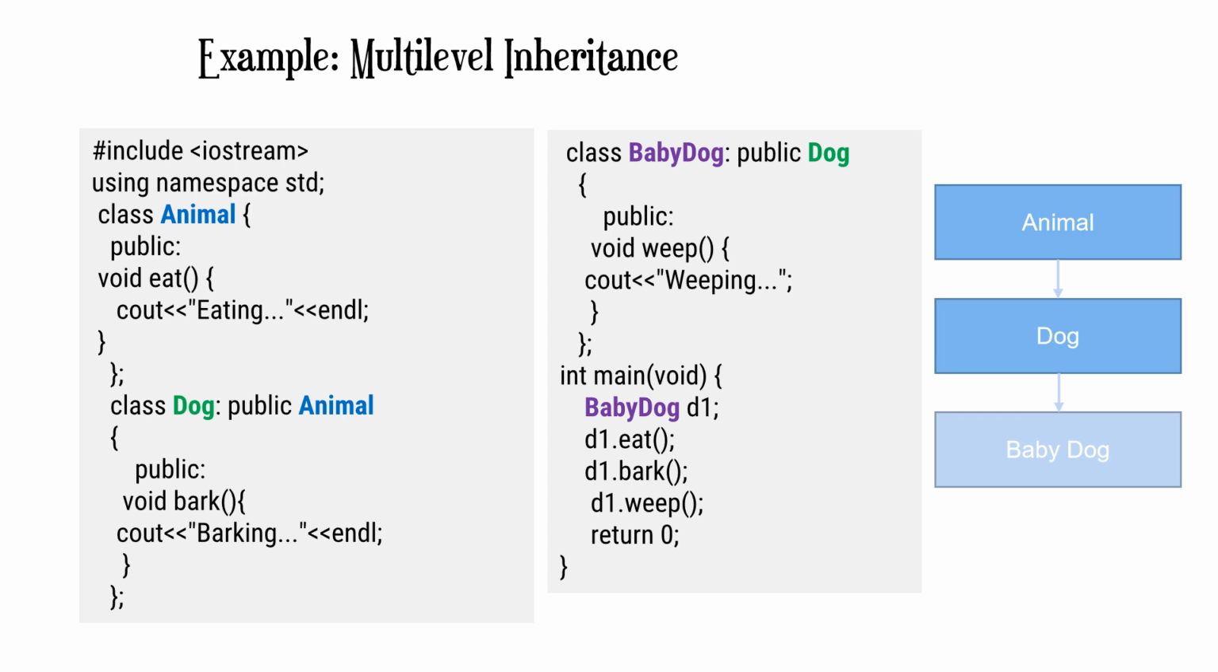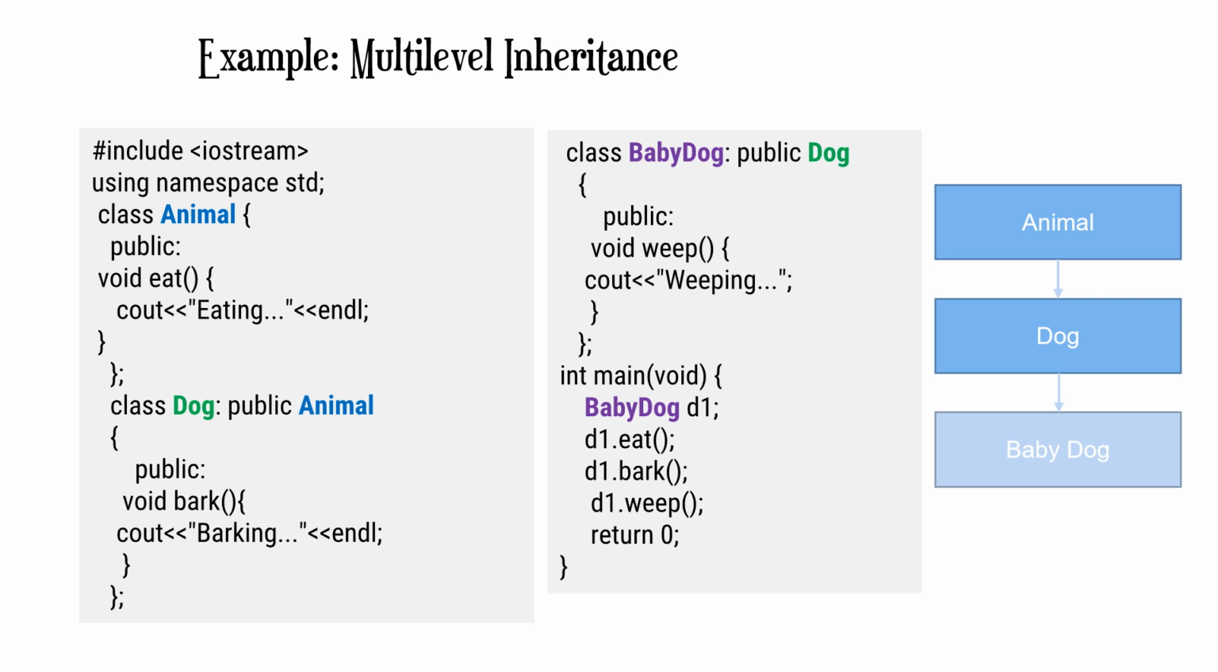So here we have the example. We have three classes named animal, dog, and baby dog. Animal has a single member function eat, which prints eating as the statement. Dog class is derived from the animal class, meaning it inherits the eat function. It also has its own member function bark, which prints barking when called.